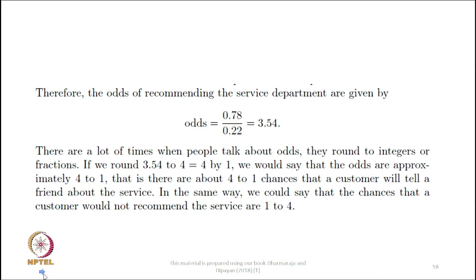Therefore, the odds of recommending the service department are given by 0.78 divided by 0.22, that is 3.54. A lot of times when people talk about odds, they round to integers or fractions. If you round 3.54 to 4, that is 4 by 1, we would say that the odds are approximately 4 to 1. That is, there are about 4 to 1 chances that a customer will tell a friend about the service.